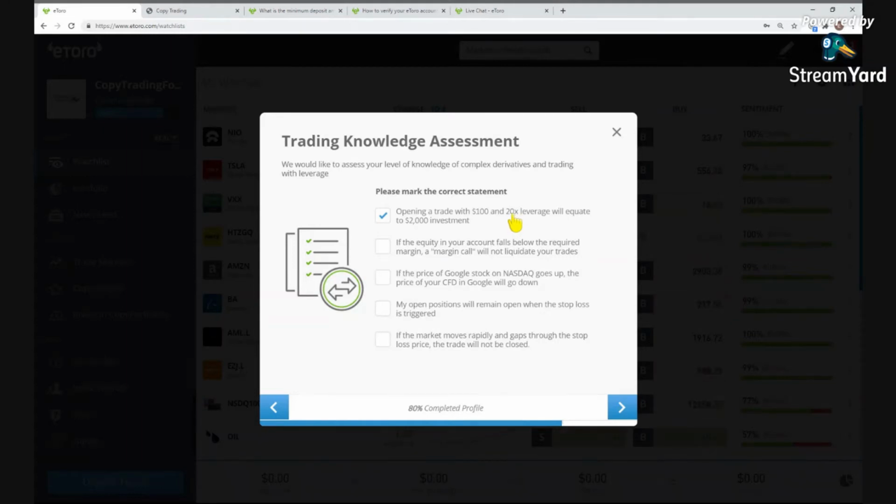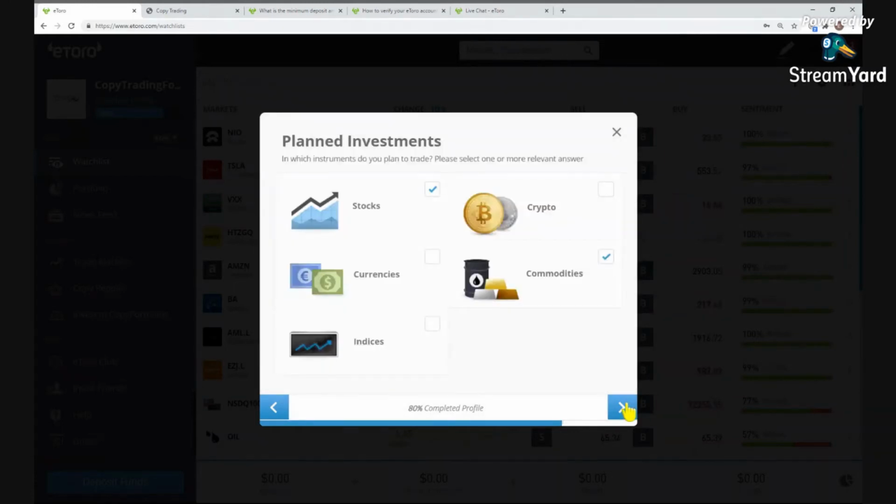So if you lose $1, it's going to be $20 you lose. So that's the correct answer there. So 100 by 20 leverage is 2,000. Then you click next. So here, planned investments.